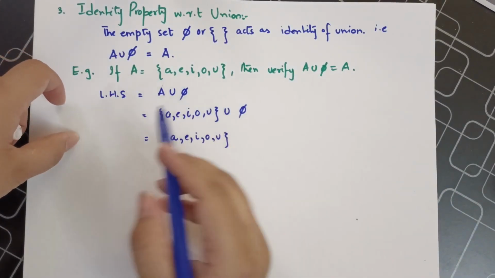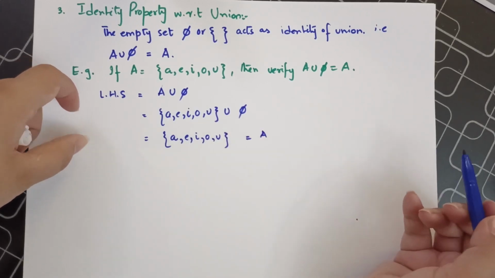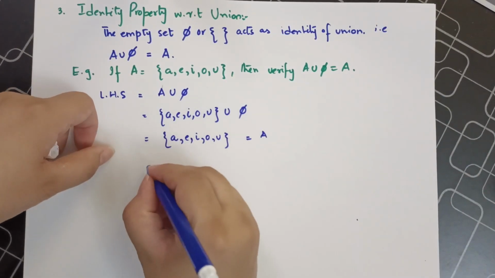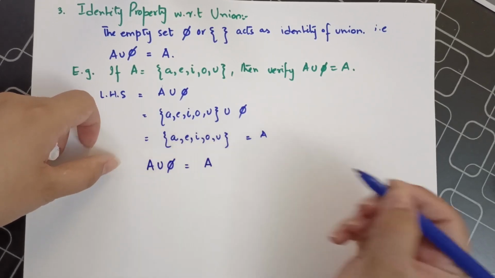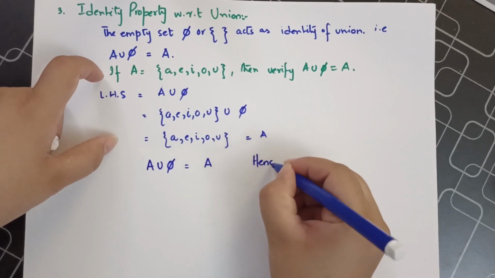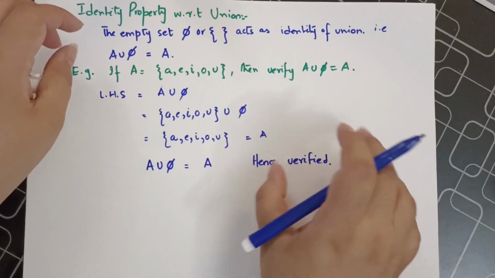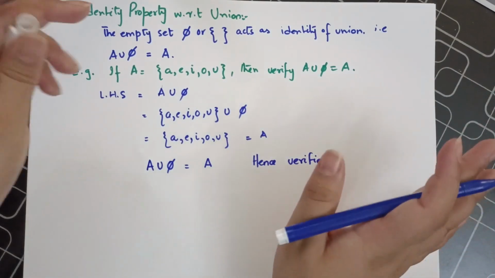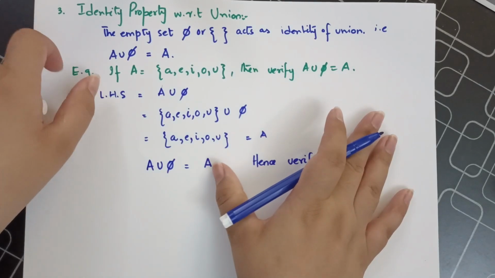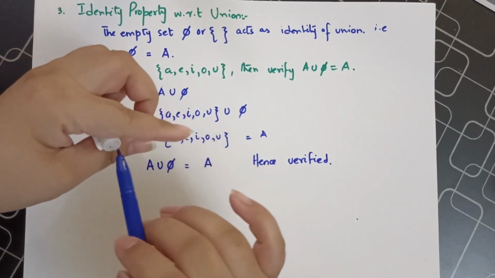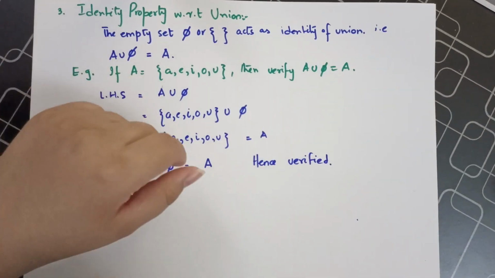Right? Which is equal to A. Okay, so you can see that A union phi is equal to A, hence verified. All right, you can write it as hence proved or hence verified, both mean the same. So this is the identity property with respect to union. Okay, now let's move further towards the properties on intersection of sets.